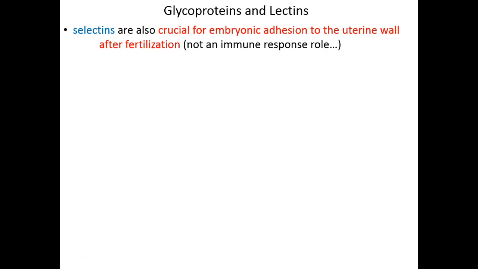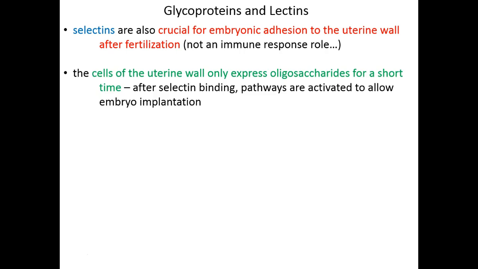The very first anchoring that any of us did as we began our road down development as an embryo was through a selectin glycoprotein interaction. The cells of the uterine wall express a specific oligosaccharide as part of a glycoprotein, and the embryonic cells express a selectin that matches that glycoprotein perfectly. The embryo expressing that selectin floats around the uterine cells.